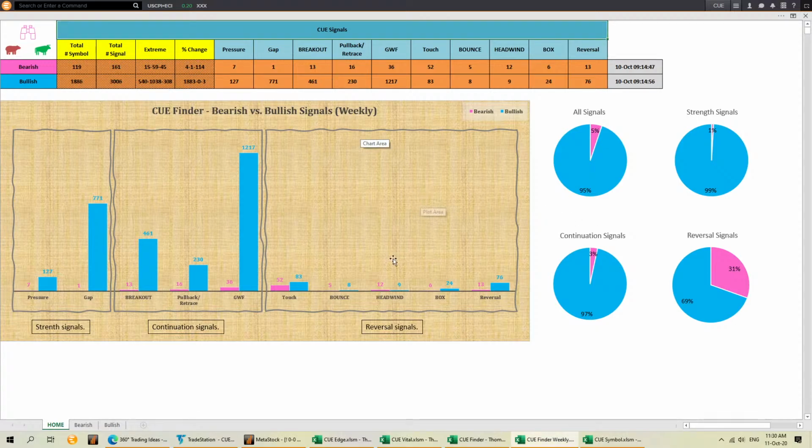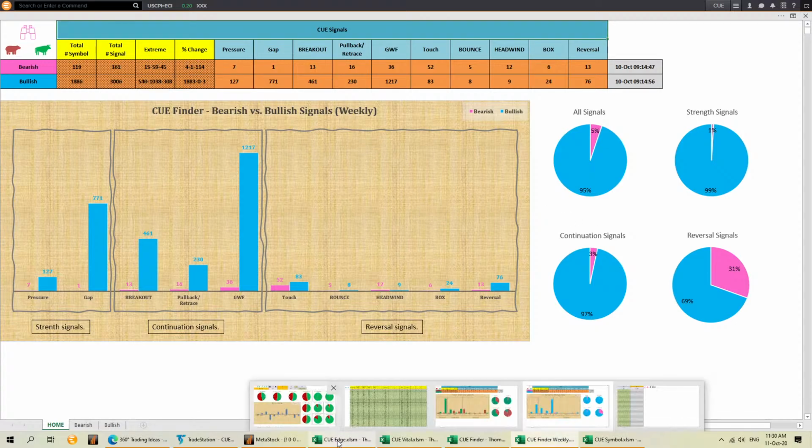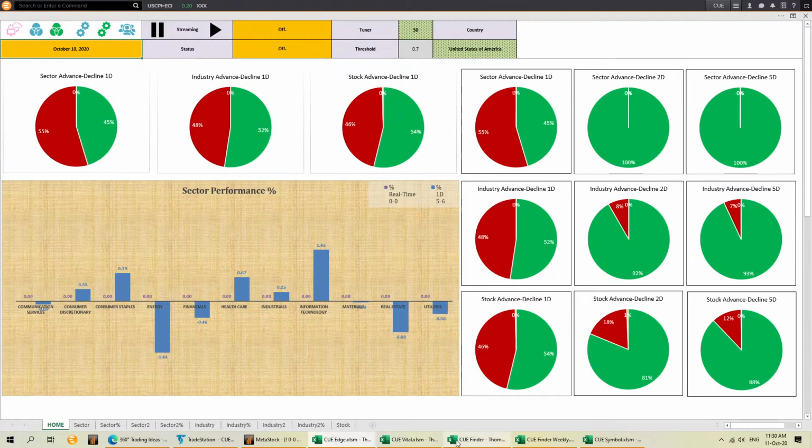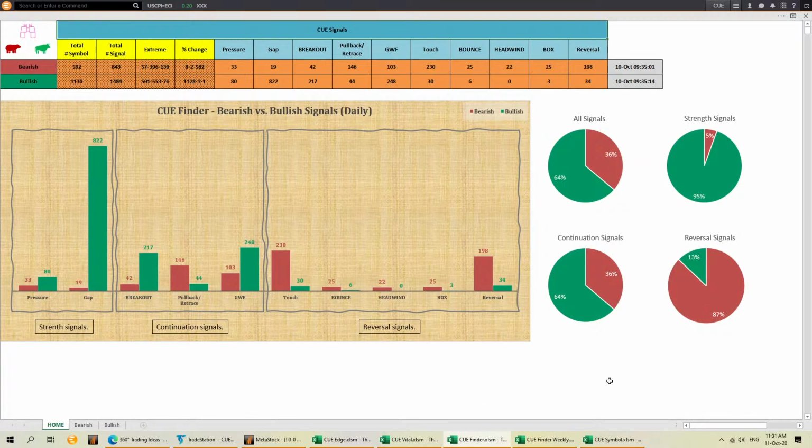And we saw Friday was mixed in terms of sector move. That may be true from the Finder picture also. Friday's Finder picture shows that it is still bullish overall. 64% of signals are bullish. In terms of strength signals, very bullish because of large number of gap ups. Trend continuation still bullish. However, there are number of reversal signals bearish. 87% of reversal signals are bearish.